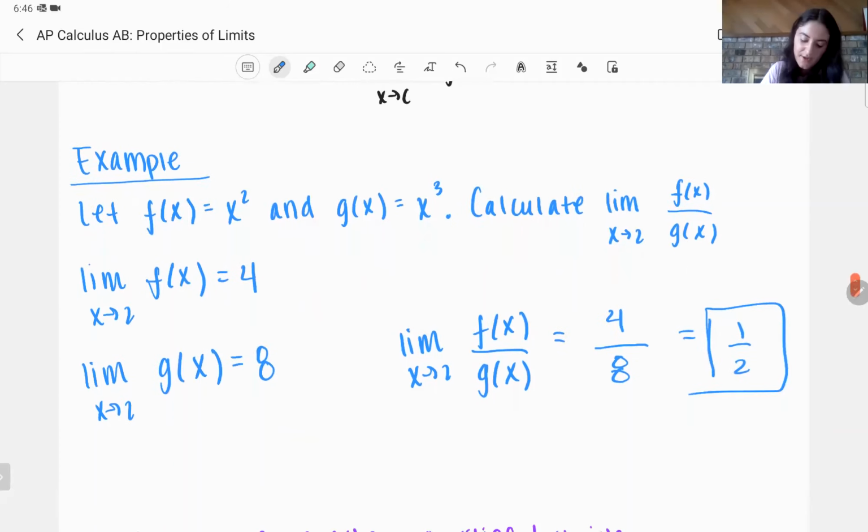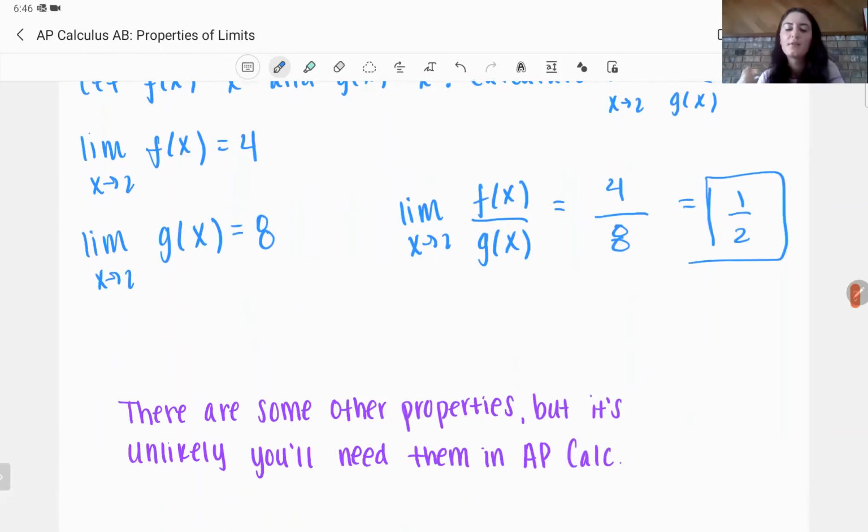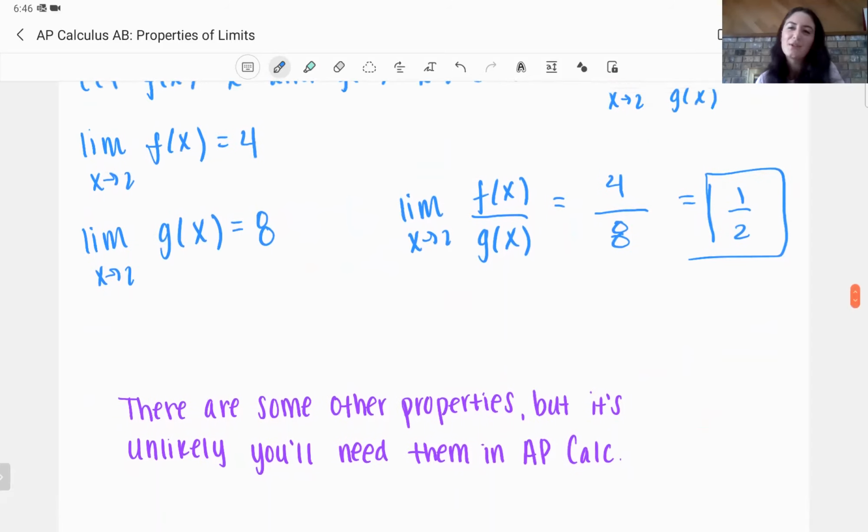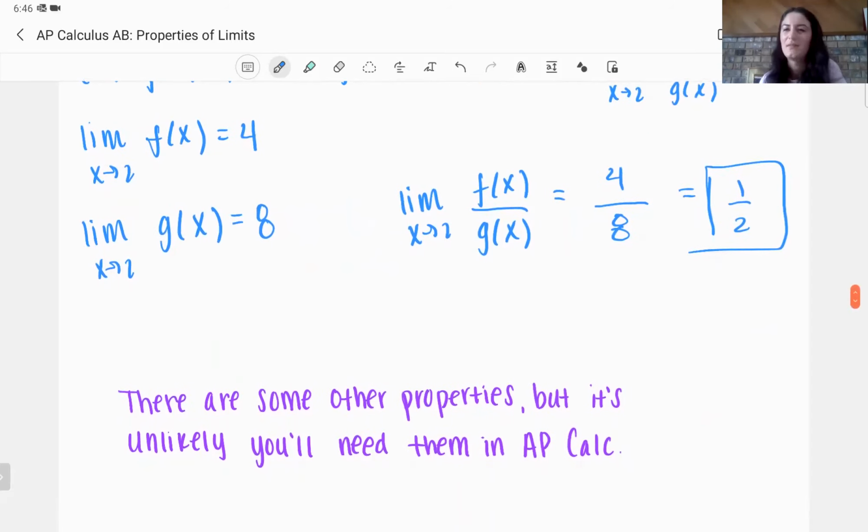So just so you know, there are some other properties for limits, but it's really unlikely that you'll need them in AP Calc, which is why I'm not going to cover them in this video. So I hope that made sense. And again, don't stress too much about these. They're really not one of the most important pieces of the AP curriculum, but they're good to have in your back pocket in case they ever come up. So hopefully that made sense.